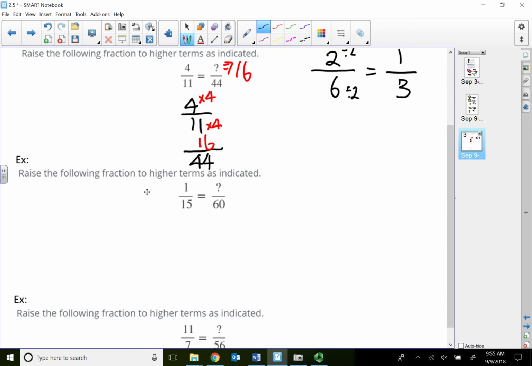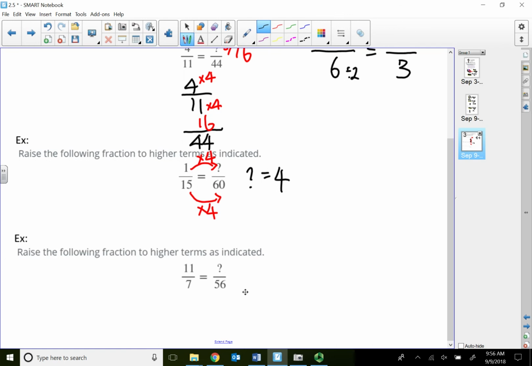Now, with another example, let's say my denominator was 15 and my new least common denominator is 60. To find its equivalent fraction, 15 to 60 is 4 times. So the numerator 1 going to the question mark also has to be multiplied by 4. So the question mark is going to equal 4.